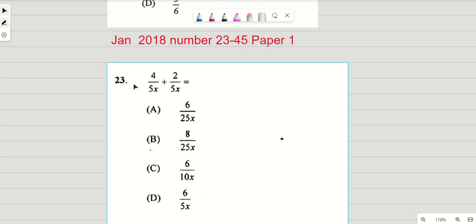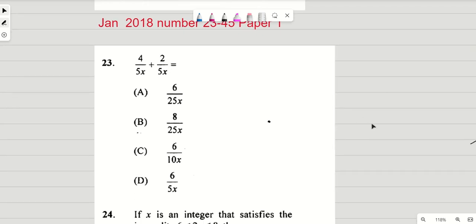So this number 23 is 4 over 5x plus 2 over 5x. We have seen a similar question like this in the later years, that is in 2022. The first thing we need to find out is what is our denominator? What do they have in common? 5x, both of them are 5x.